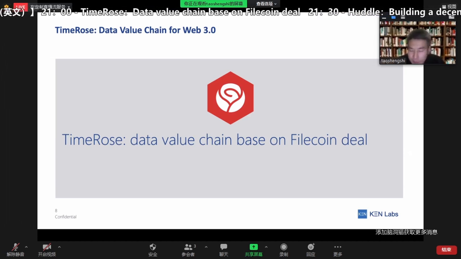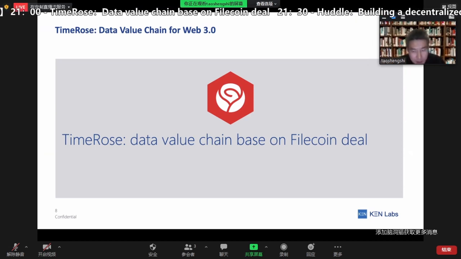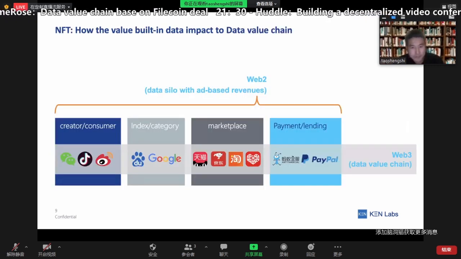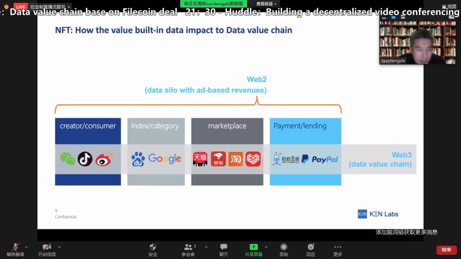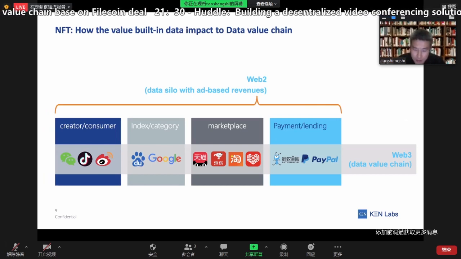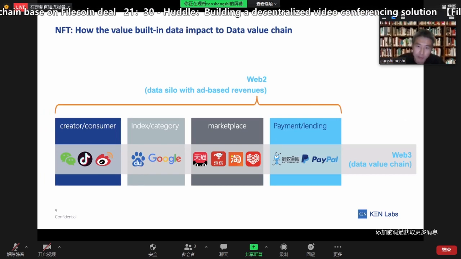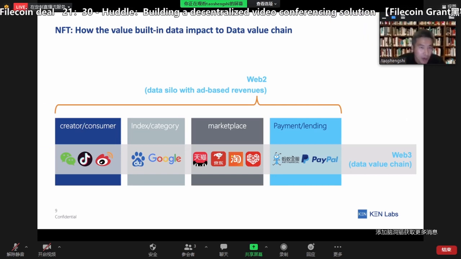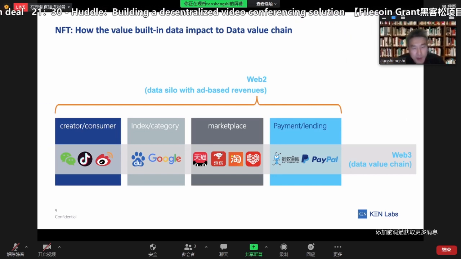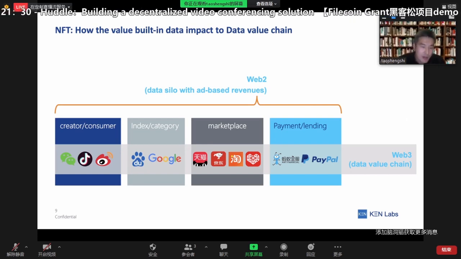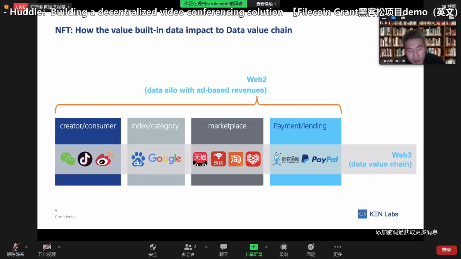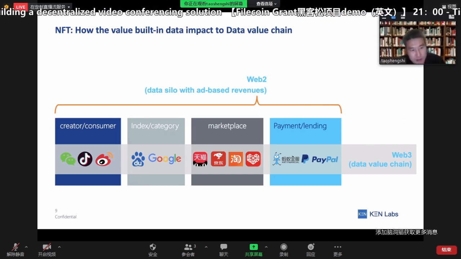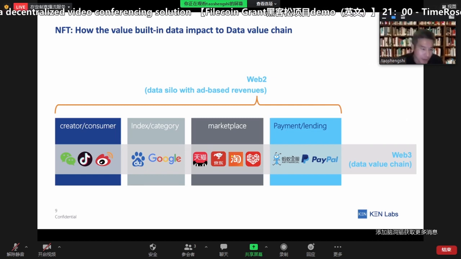And in the next part, I will demo our current POC about TimeRose. Basically, you can see this picture about the difference between Web2 and Web3, and I will introduce how the value between data impacts the data value chain. You can think of Web2 applications, Web2 components or Web2 games, as having this kind of category.